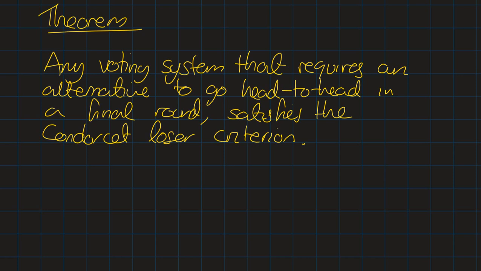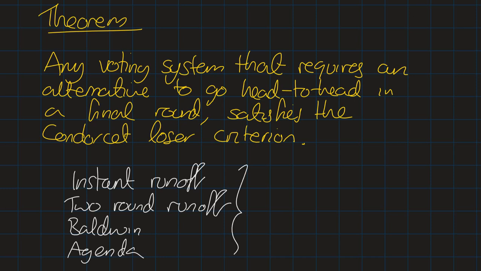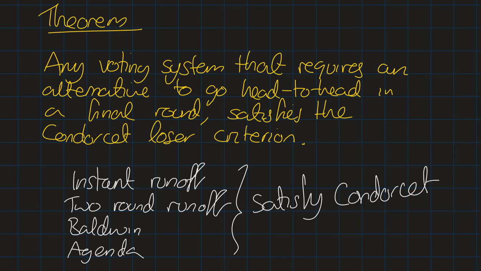So in particular, instant runoff, two-round runoff, Baldwin, and agenda all satisfy the Condorcet loser criterion. So that's the end of this video.